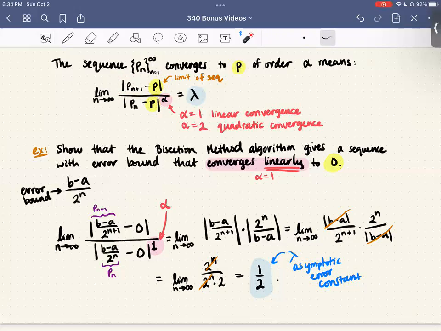Okay, so this is how you would show something converges linearly. If you were showing something converges quadratically, you'd make this a 2, but you'd compute this similar limit. Again, comparing the Pn plus 1 error and the nth error. So I hope you found this helpful, and let me know if you have any questions.